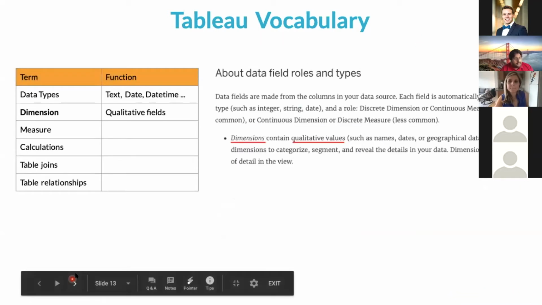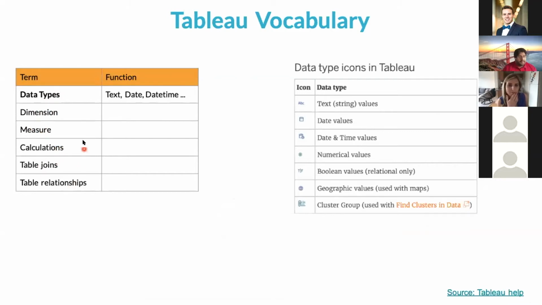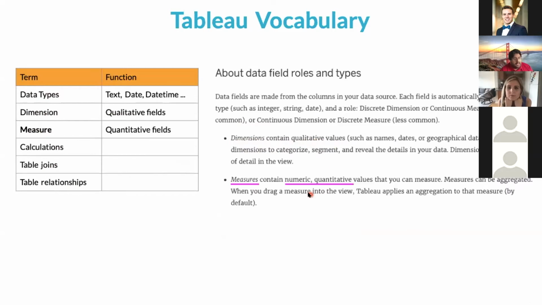Okay, so those are the basic things. Onto the more functional things, there are data types, dimensions, measures, calculations, table joins, and table relationships. So data types is pretty simple. Here are the icons. You have strings, date, date time, numericals, booleans, geographic values like longitude and latitude, and then cluster groups. Dimensions, so according to the Tableau help, dimensions contain qualitative values and measures contain quantitative values.